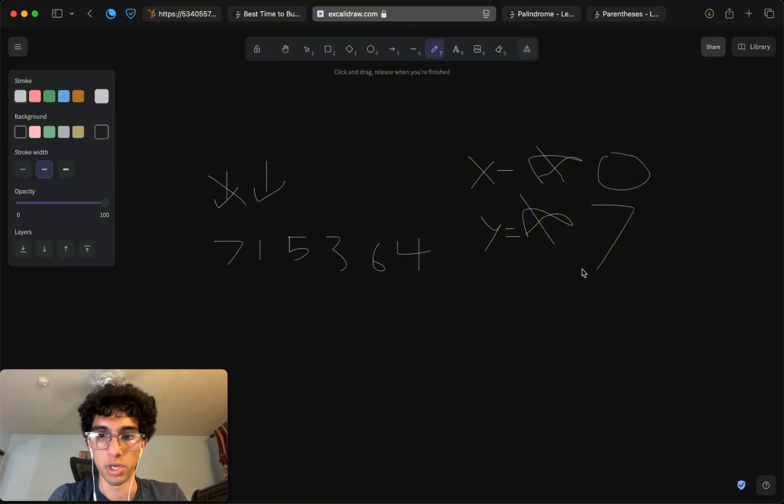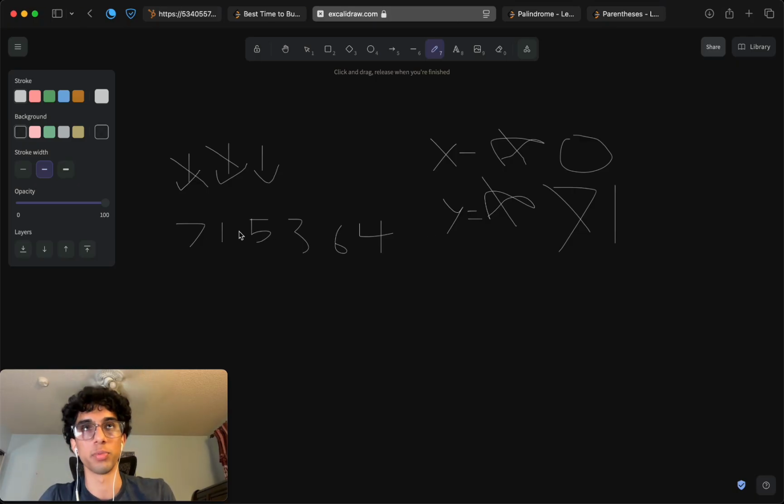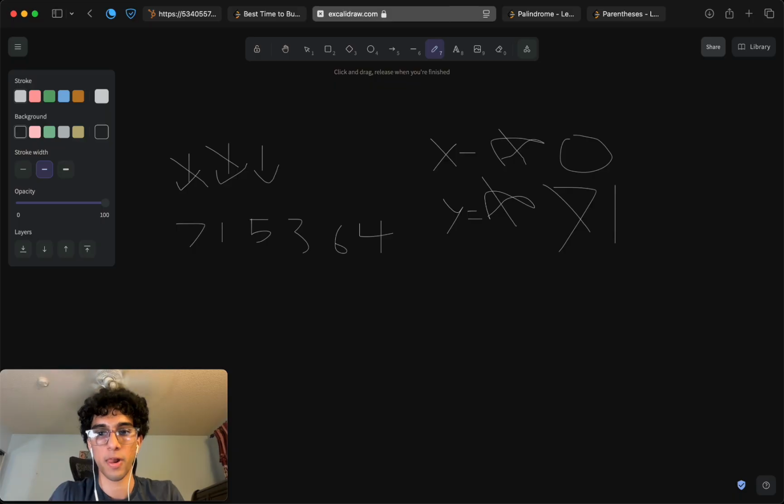And then we would go to the next one, and 1 is less than 7, so we could change that. And then here it would be 1 minus 7, which is negative 6, and it's still not bigger, so it would just stay the same. And then we would go here, 5. 5 is bigger than 1. We do 5 minus 1. That's what it would be, current price minus buy price. Calculate profit by current price minus buy price. And the profit here would be 4.